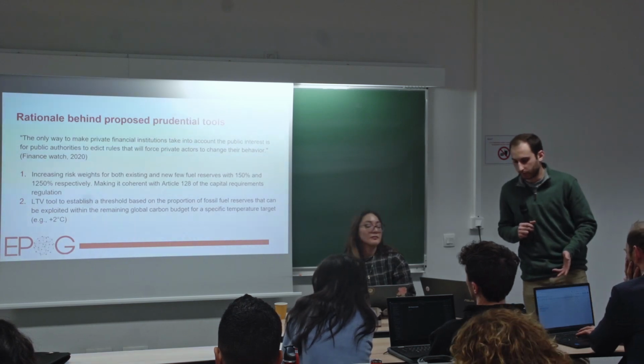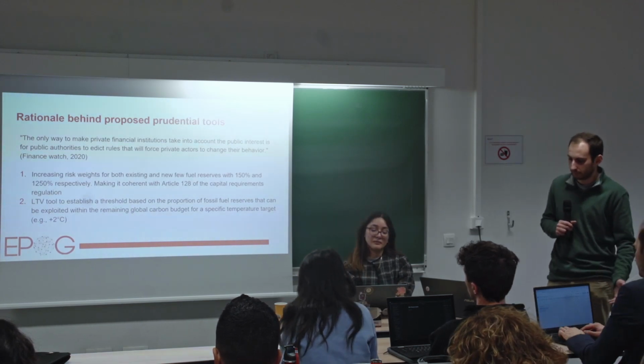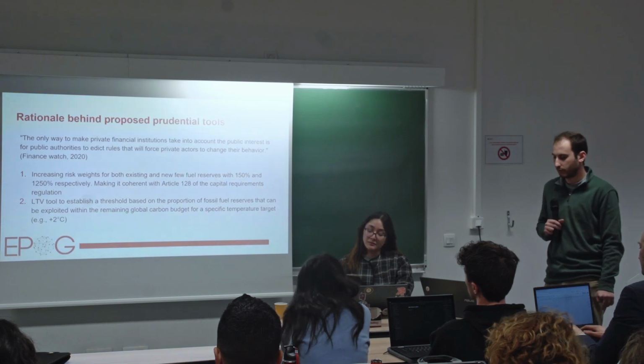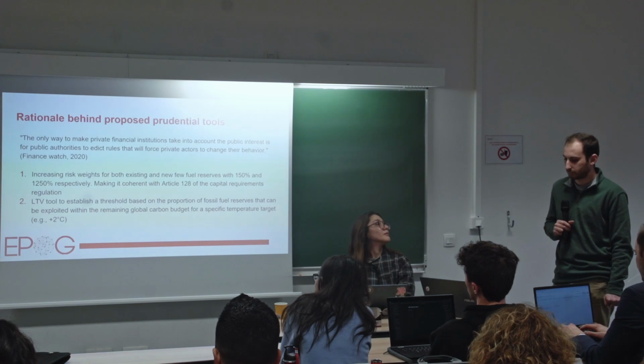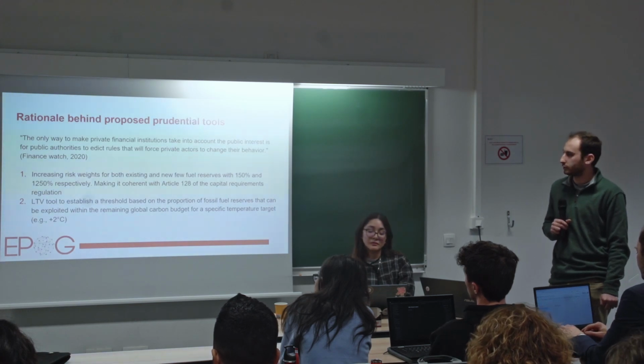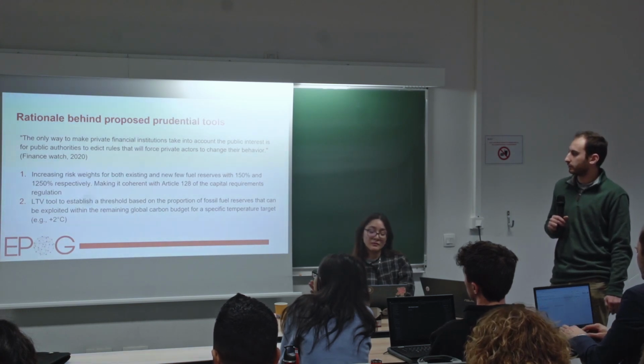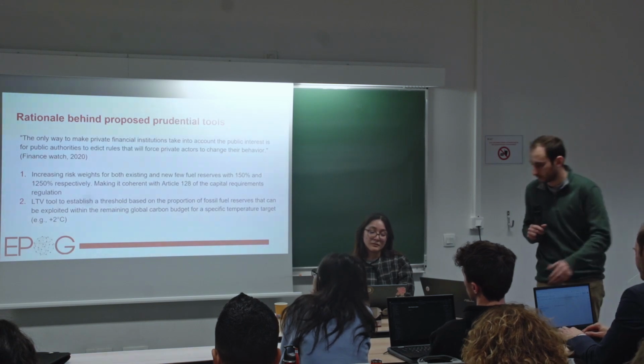And in the second paper, they suggest an LTV tool to establish a threshold based on the proportion of fossil fuel reserves that can be exploited within the remaining global budgets for a specific temperature target, which is 2 degrees Celsius.